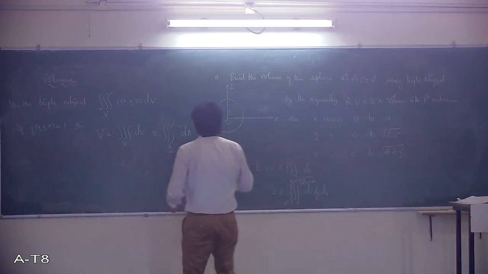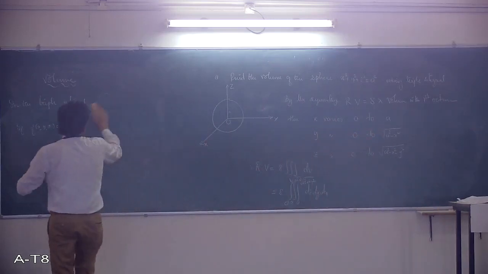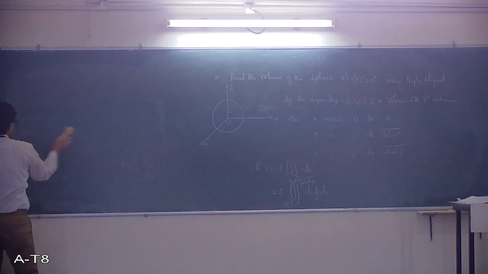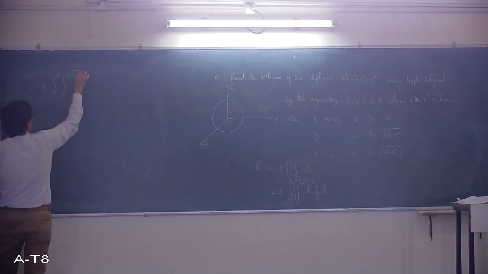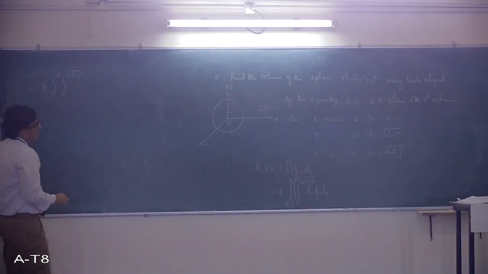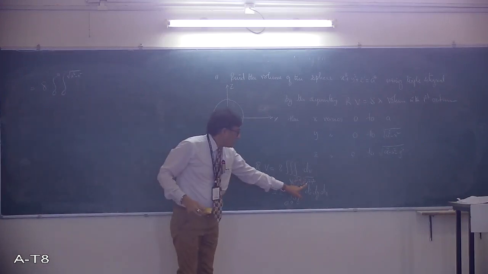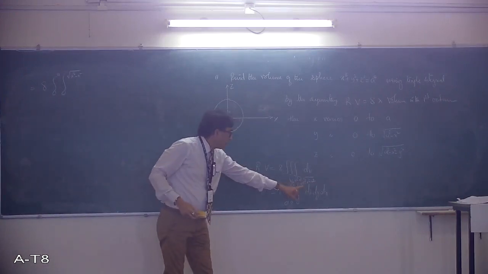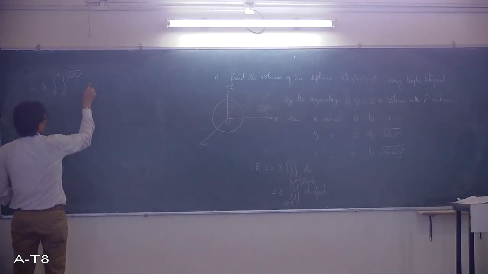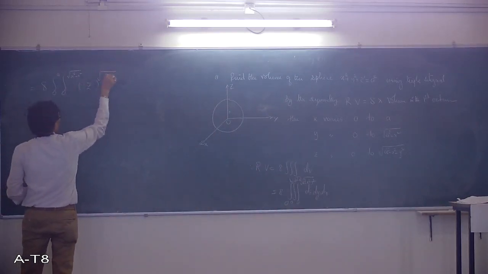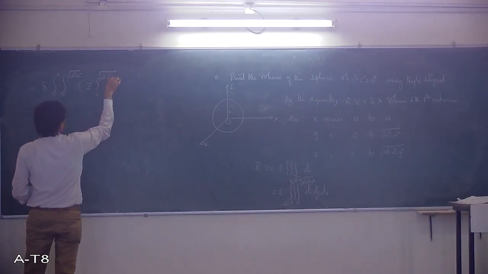Just as you evaluated the double integration, the same way you have to evaluate the triple integration also. This is 8 times the integral from 0 to a, 0 to root of a square minus x square. We integrate first with respect to z, because the limit is containing x and y, and z is the last variable. So the integration of dz is z, and we get root of a square minus x square minus y square dy dx.